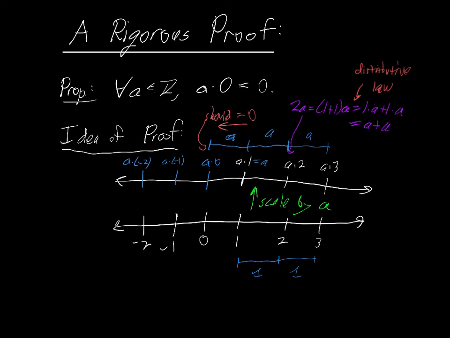So let me go to the next page. So the actual proof is, well, I want to show, I mean, maybe let's look at it this way first. We want a times 0 to be 0, so we want a times 0 to act like an additive identity.